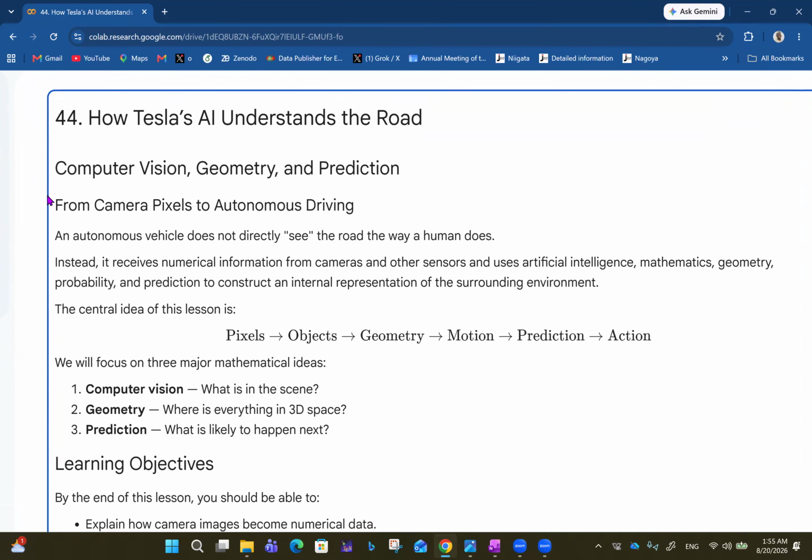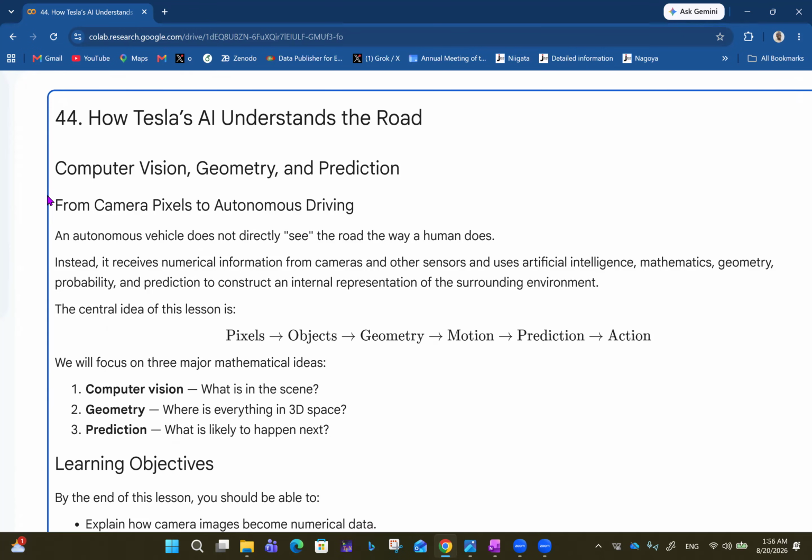An autonomous vehicle does not directly see the road the way a human does. Instead, it receives numerical information from cameras and other sensors and uses artificial intelligence, mathematics, geometry, as well as probability and prediction to construct an internal representation of the surrounding environment. So the car is really not seeing like you would expect humans to see. The central idea of this lesson is you have pixels projected from cameras, then objects can be visualized, and then geometry, motion, prediction, and actions are taken by the car.